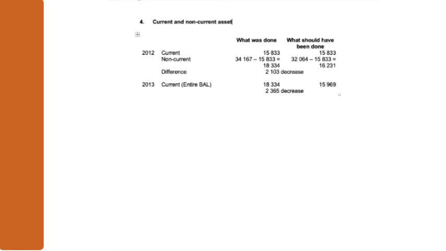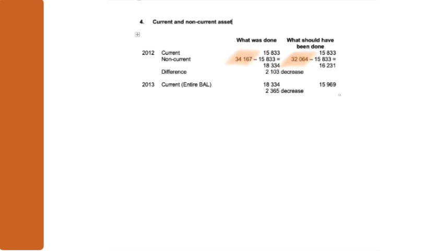So the total balance at the end of 2012, you will find, if you look at all the journal entries, that what was done. All the journals that affect investment, take them into account. What was done, what balance did that give you? You do the exact same. You look at the journal entries of what should have been done to see what should have been the balance at the end of 2012. But that is the total balance. Now you need to split that balance between current and non-current.